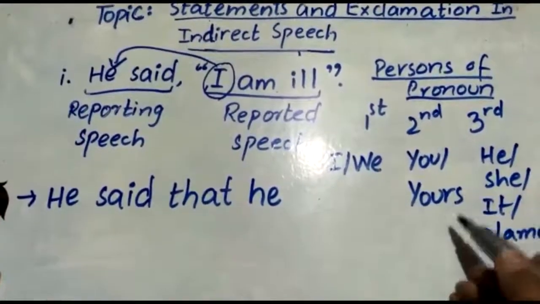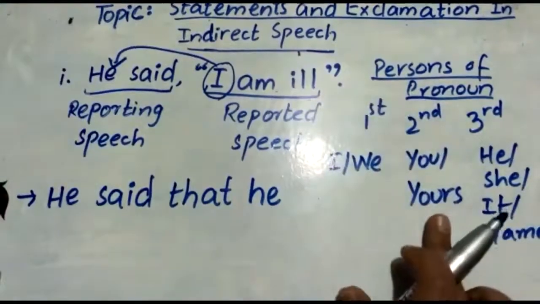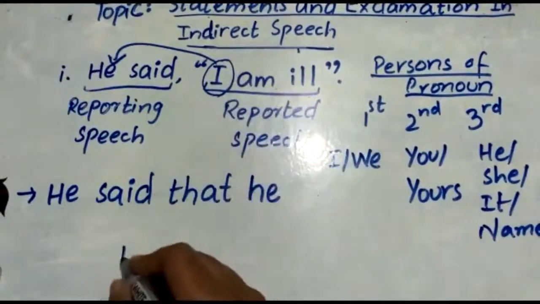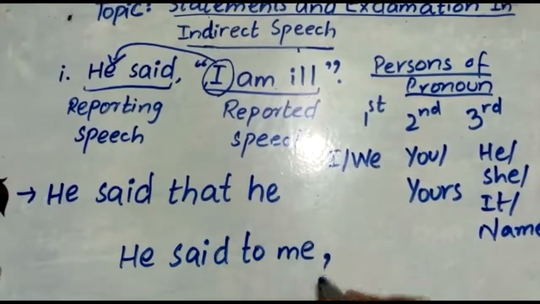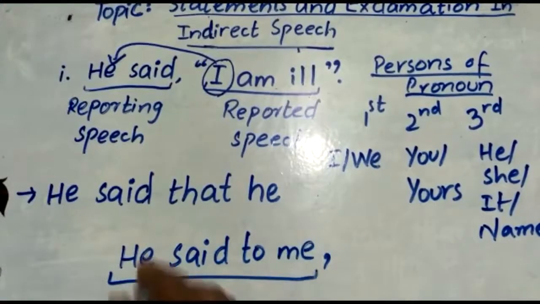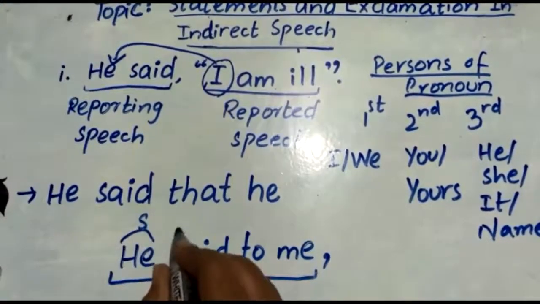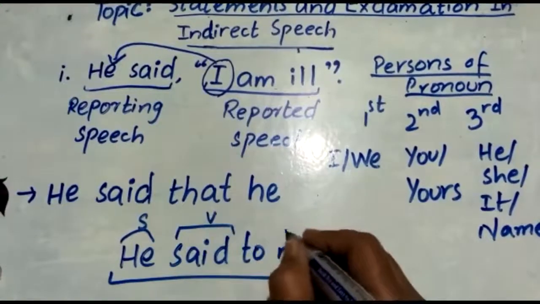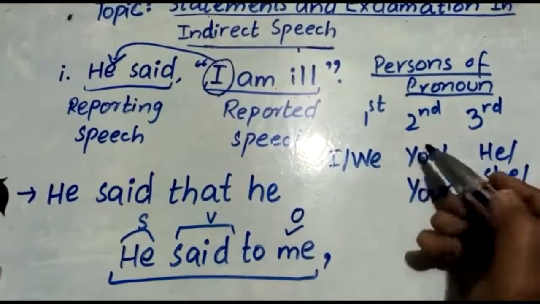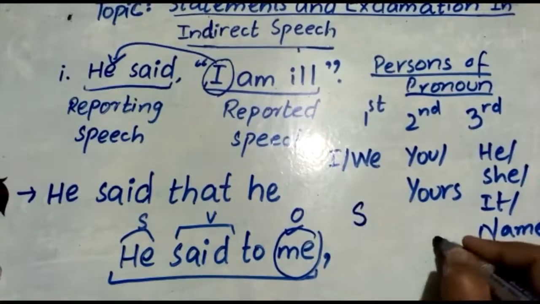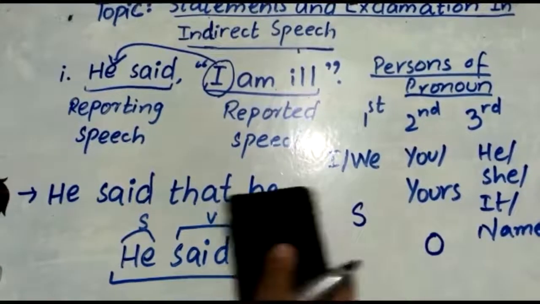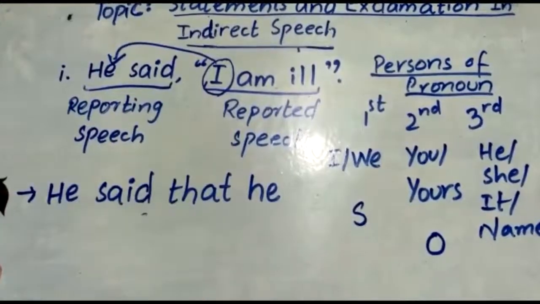If the second person is in reported speech, then it will change according to the object. For example, if I have the statement, he said to me, this whole is the reporting speech. This is the subject of the reporting speech. This is the verb of the reporting speech, and this is the object of the reporting speech. So the second person of pronoun will change according to the object of the reporting speech. The first changes according to subject, the second according to object, and the third person of pronoun will not change, it will remain as it is, no change.